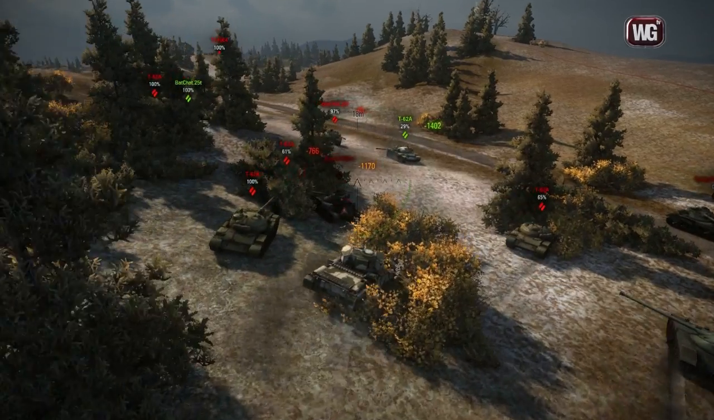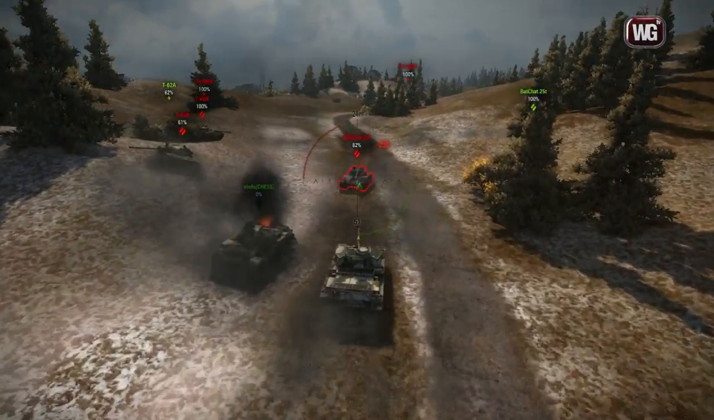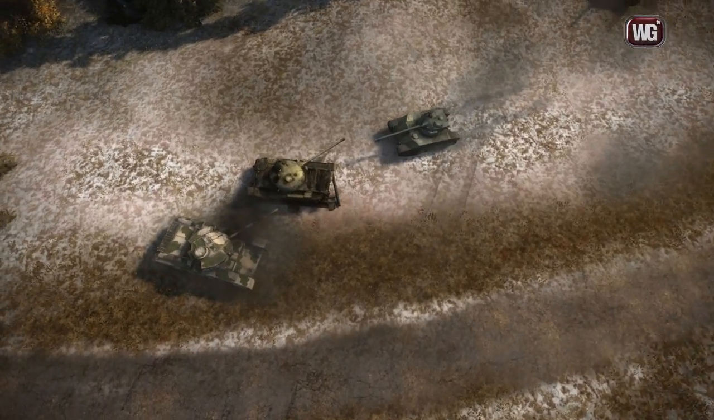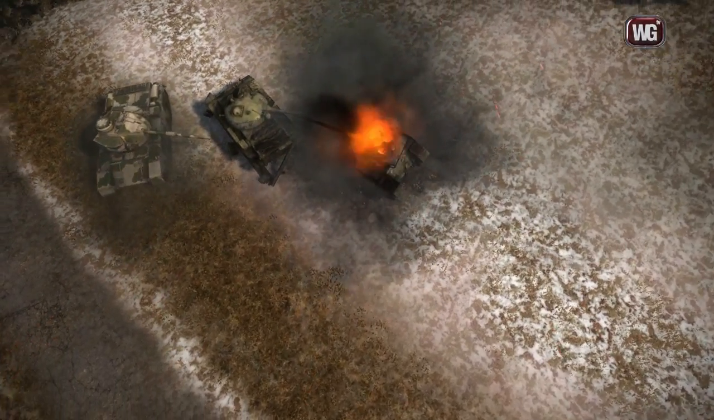Of course, we don't expect you to arm yourself with a protractor and a calculator evaluating effective armor thickness. Just remember this simple and intuitive rule. The greater the impact angle is, the thicker the actual armor you will have to penetrate.